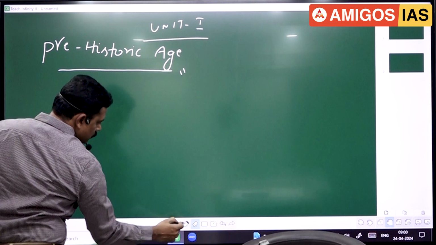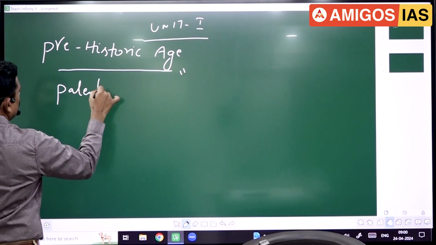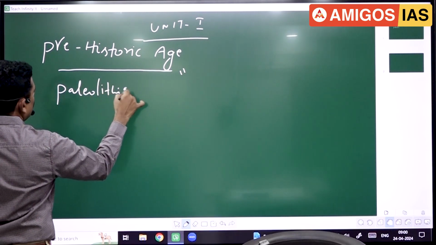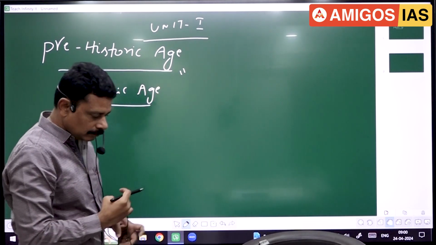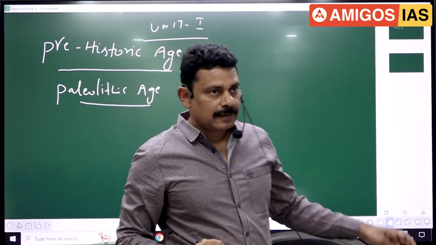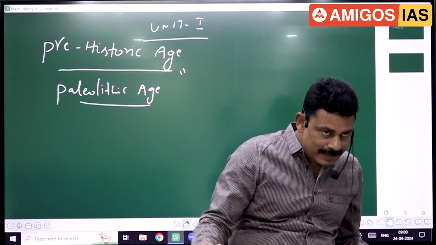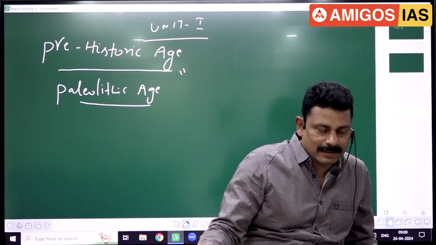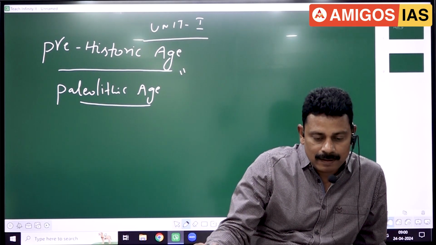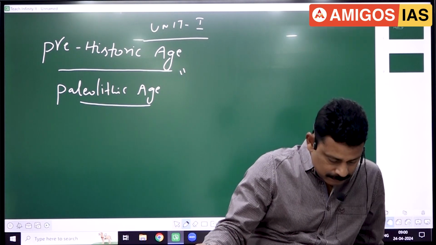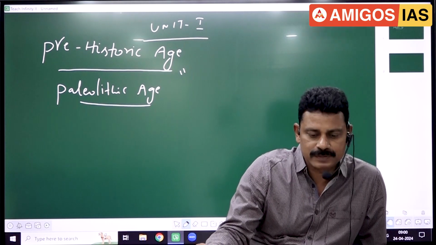The first and foremost here is Paleolithic. The Paleolithic age was the first stage in the Stone Ages. Stone is the material which has been used by humans in this entire period, but we have different types of stones which have been used by them in each one of these periods.